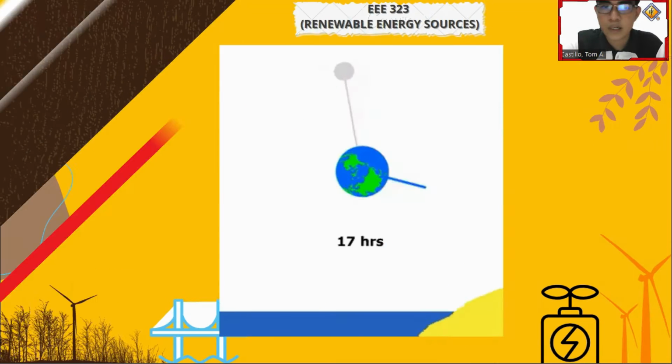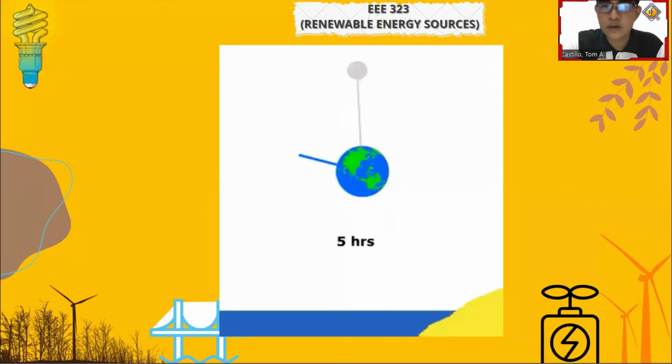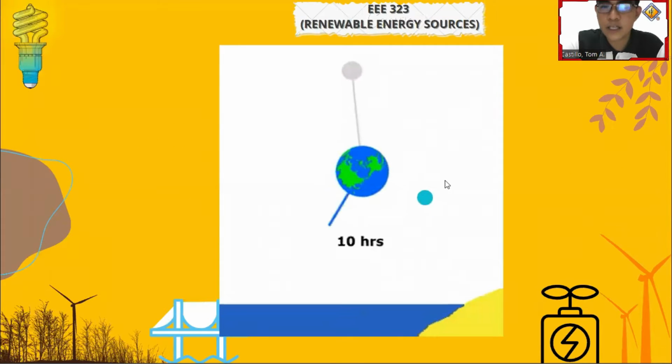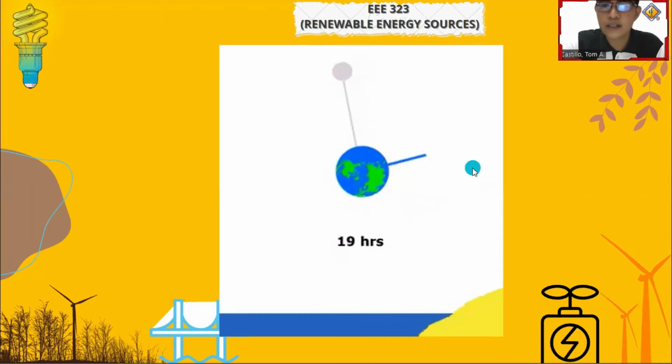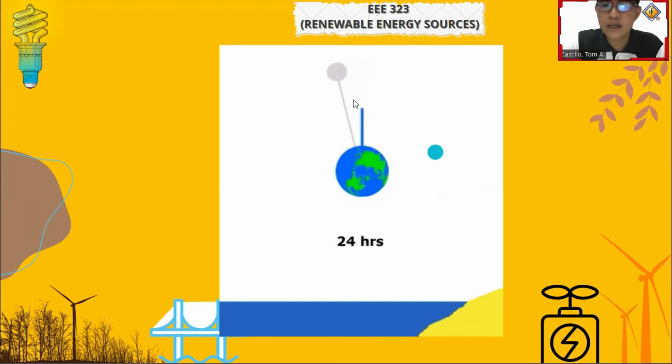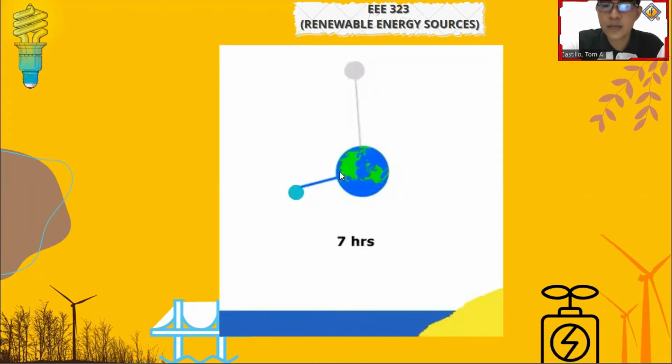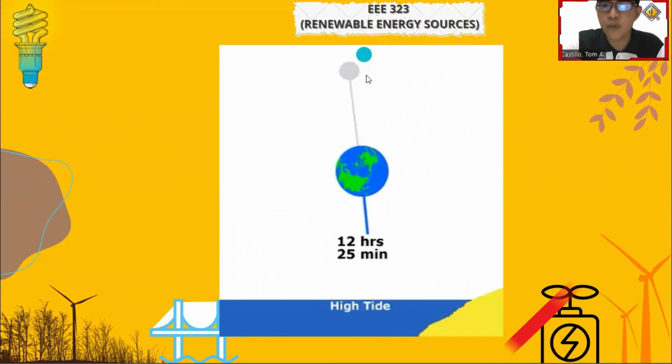So mapapansin natin dito, yung unang high tides, nangyayari siya pag opposite siya ng buwan. Then yung pangalawang high tides naman, nangyayari siya pag nakatapat siya sa buwan. Then yung low tide, nangyayari siya pag nasa gilid siya ng buwan.